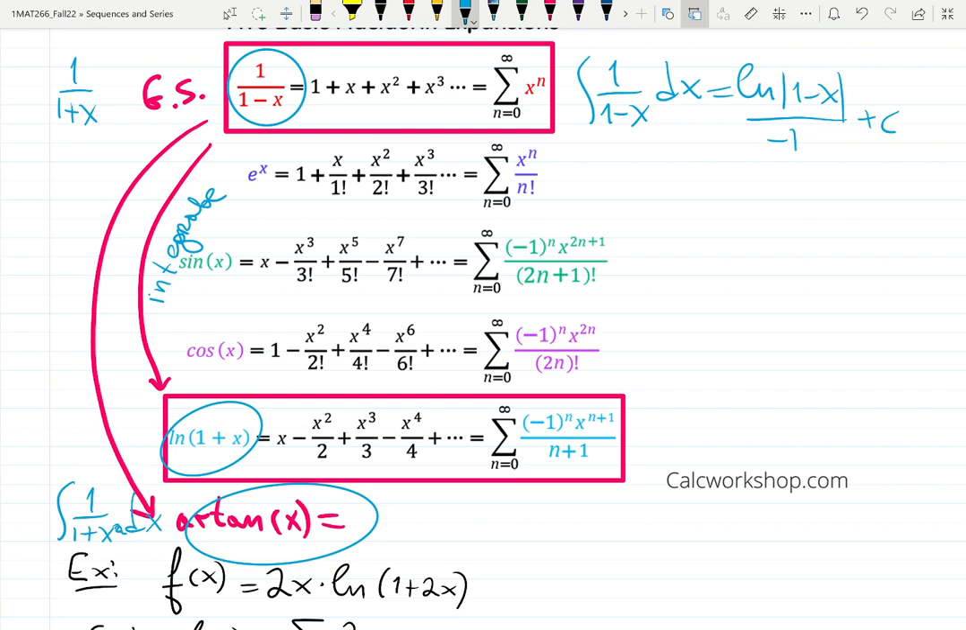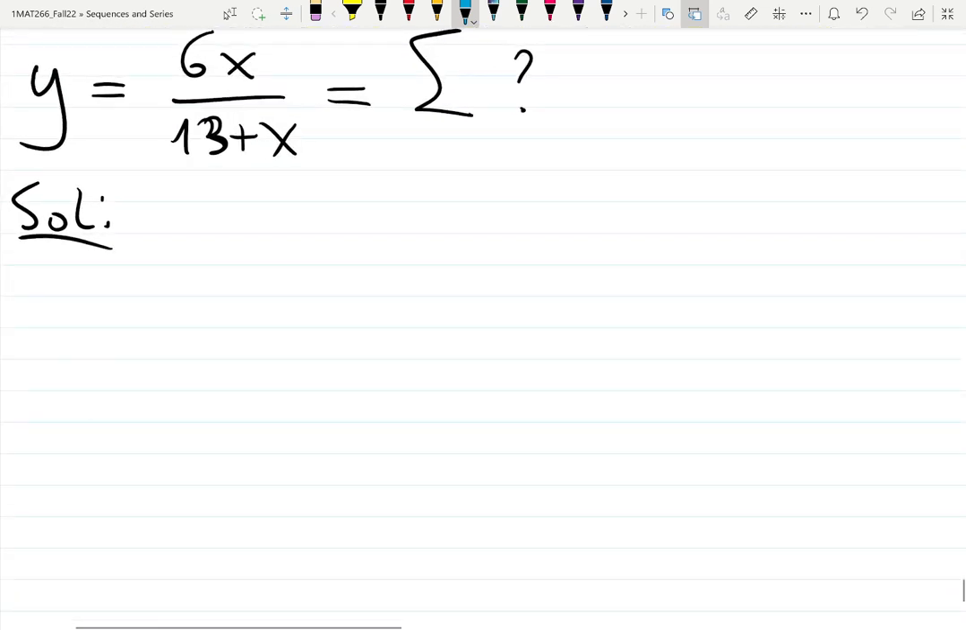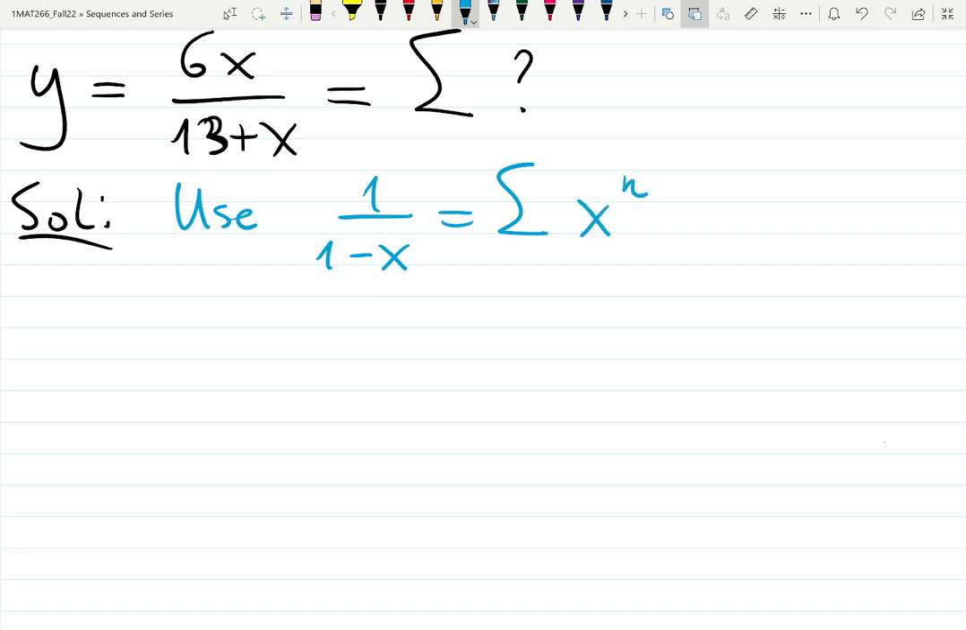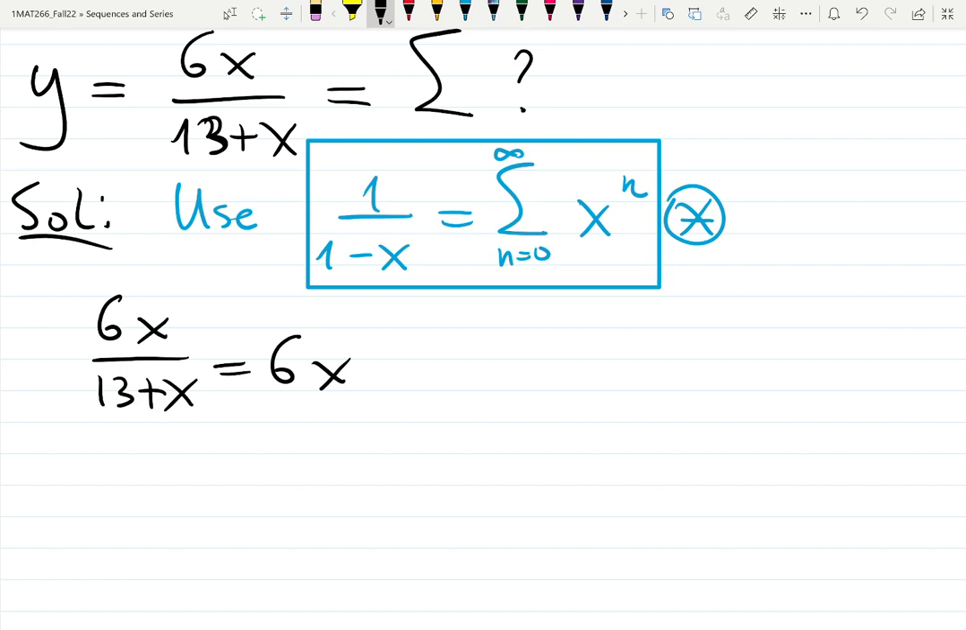This one looks like a geometric series, so we're going to use the geometric series again. Use formula star: 1 over 1 minus x equals the sum of x to the n, n from 0 to infinity. We call it star because it's so popular and common. First of all, I see that there's a 6x on the top, 6x over 13 plus x. Let's kick 6x out.